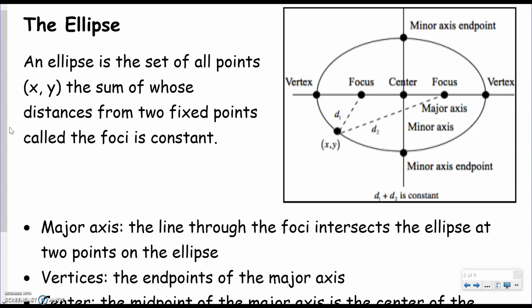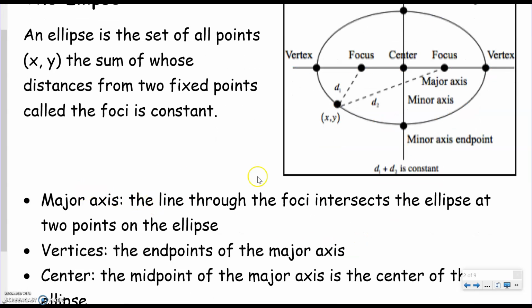An ellipse is a set of all points x and y where the sum of the distances from the foci, the two focus, plural, is constant. So no matter what point I pick, if I add the distance from the point to one focus and the distance from the point to the other focus, if I add those together, it's always going to be the same.